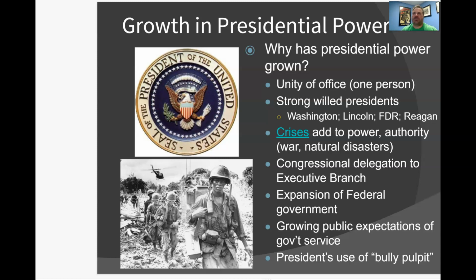Crises add to the power of the president. Crises like wars or natural disasters scare people. And when people are scared, they want to feel safe. And often they don't mind giving away some of their liberties or some of their freedoms or giving government more power and authority to make them feel safe. We've talked about this balance of liberty and security in our system in class, but it bears repeating again.